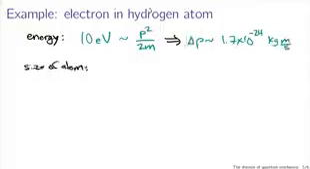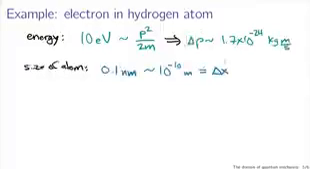Now, the size of the atom, that's about 0.1 nanometers, which, if you don't remember the conversion from nanometers, is 10 to the minus 10th meters. So let's treat this as delta x, our uncertainty in position, because we don't really know where the electron is within the atom, so this is a reasonable guess at the uncertainty.